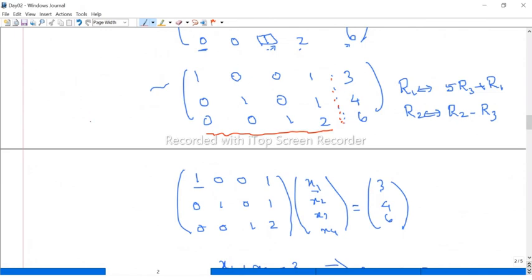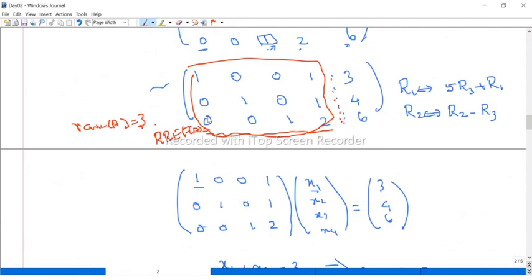Therefore we define the rank of the matrix A as 3, because this matrix is nothing but RREF of A. It is the row echelon form matrix of the given matrix, which we finally reduced. In this matrix we find the number of non-zero rows, which is 3. Therefore, the rank of the matrix is 3. So that is our definition.